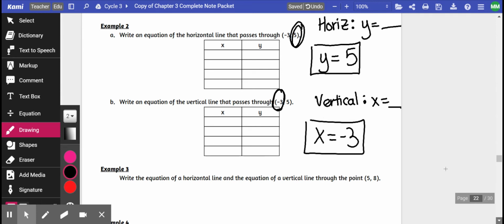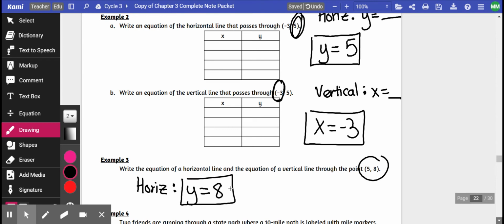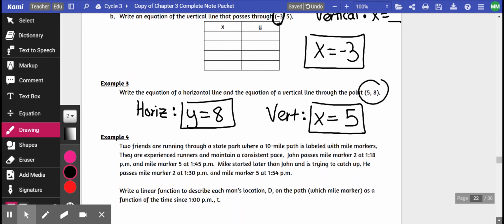We're going to use that same idea for example 3. This one says to write the equation of the horizontal and vertical line given this point. So for my horizontal, I'm going to have y equals, and look at the y value, that's 8. And for my vertical, it's going to be x equals, and whatever the x value is, that would be 5. The next one we are going to skip for now.